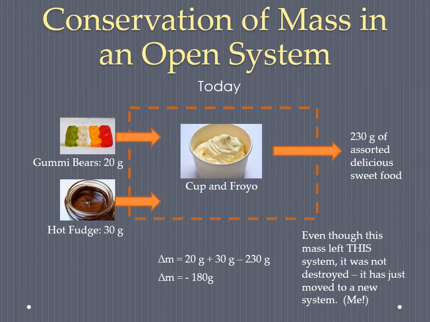In order to calculate the change in mass, I simply add the gummy bears and the hot fudge, and I subtract how much of the frozen yogurt I gobbled down, and I can calculate my change in mass, which happens to be 20 grams plus 30 grams minus 230 grams, for a grand total of negative 180 grams. Now remember, even though this mass has left the system, it was not destroyed. It has simply moved into a new system, which is me. Delicious.